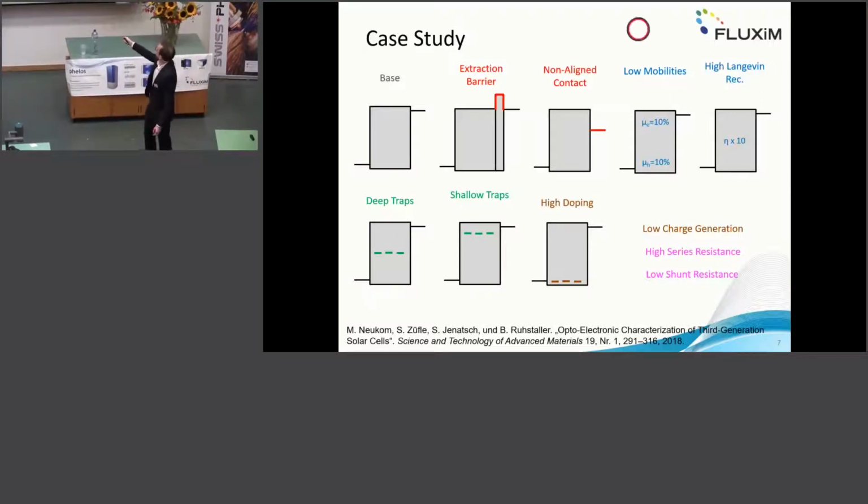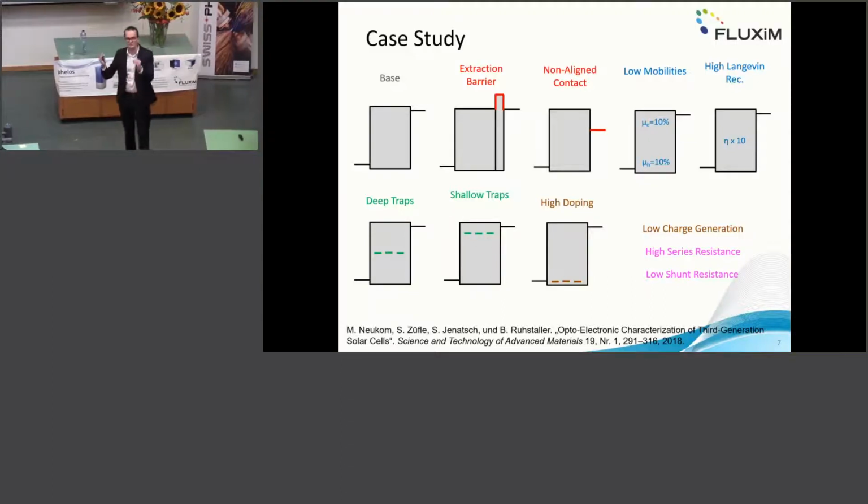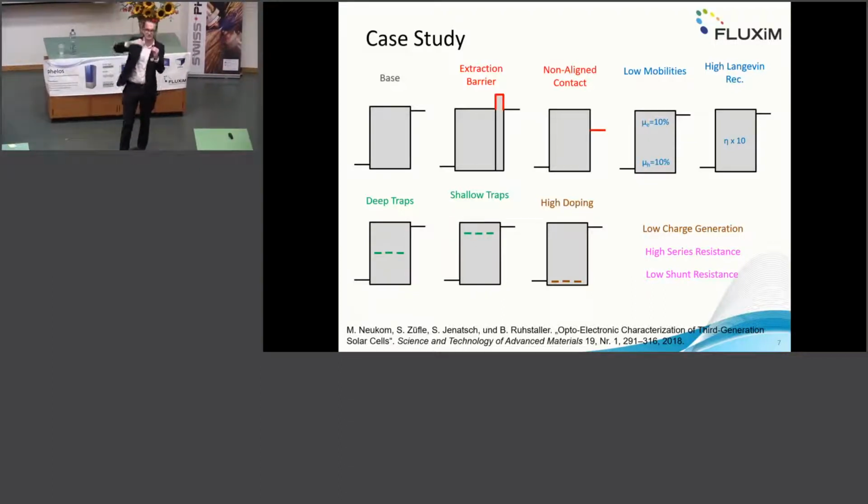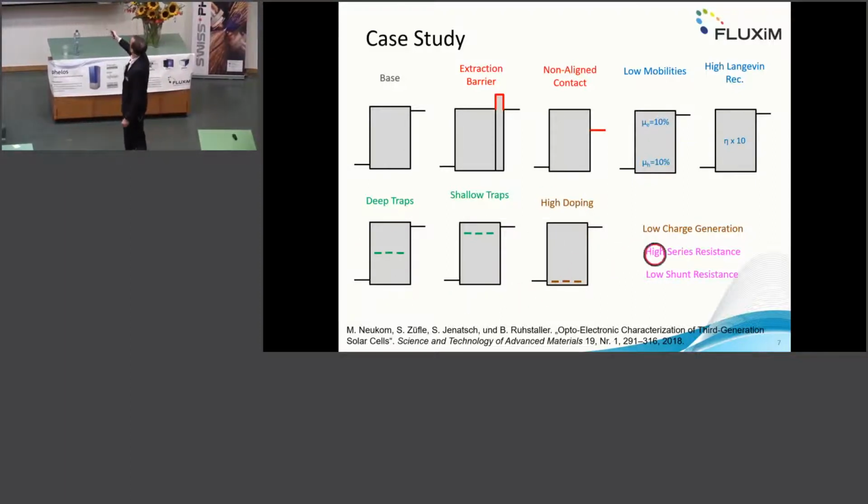And here we have two cases with traps, one in the middle of the band gap. Here we expect Shockley-Read-Hall recombination, and here with only shallow traps, there's no Shockley-Read-Hall recombination. There we mainly see the dynamics of charges getting trapped and being detrapped. And then we have here another case with doping and some further cases. I won't go into detail here.